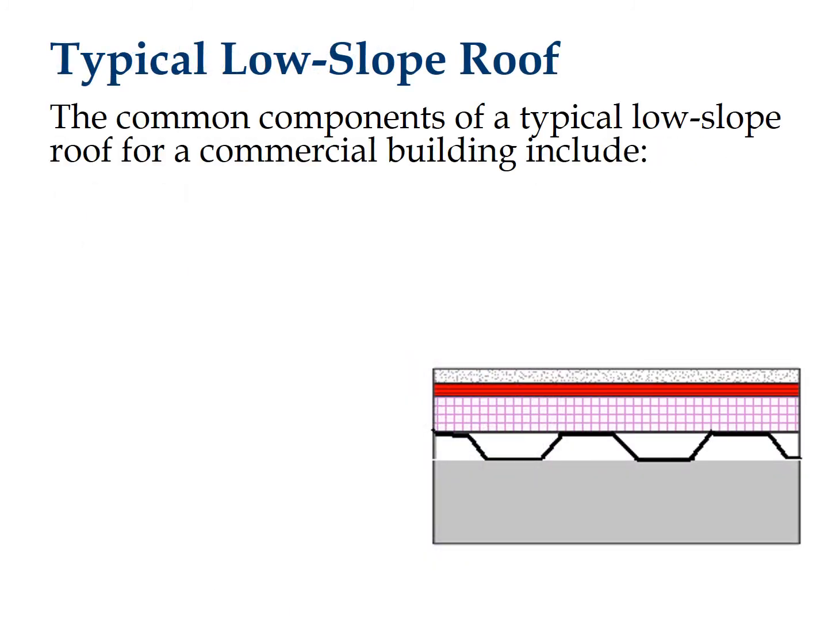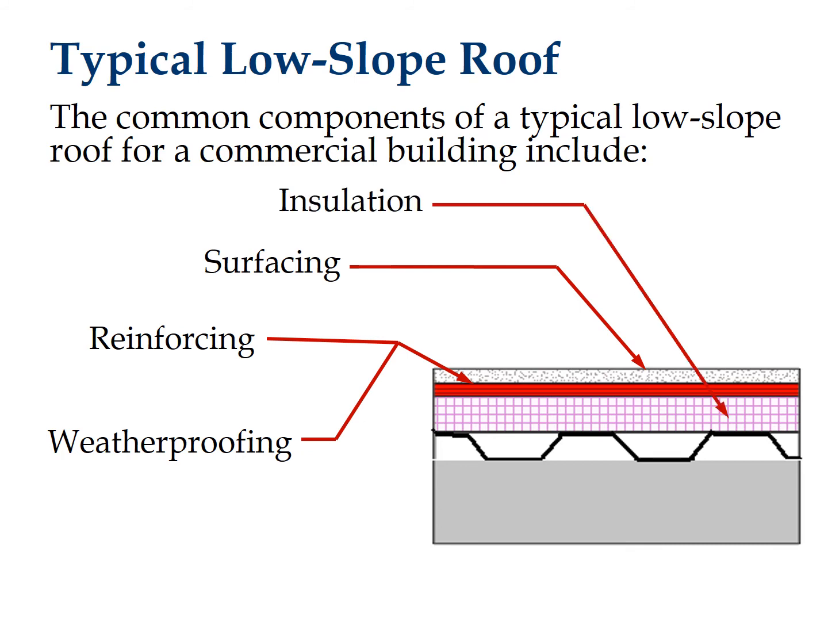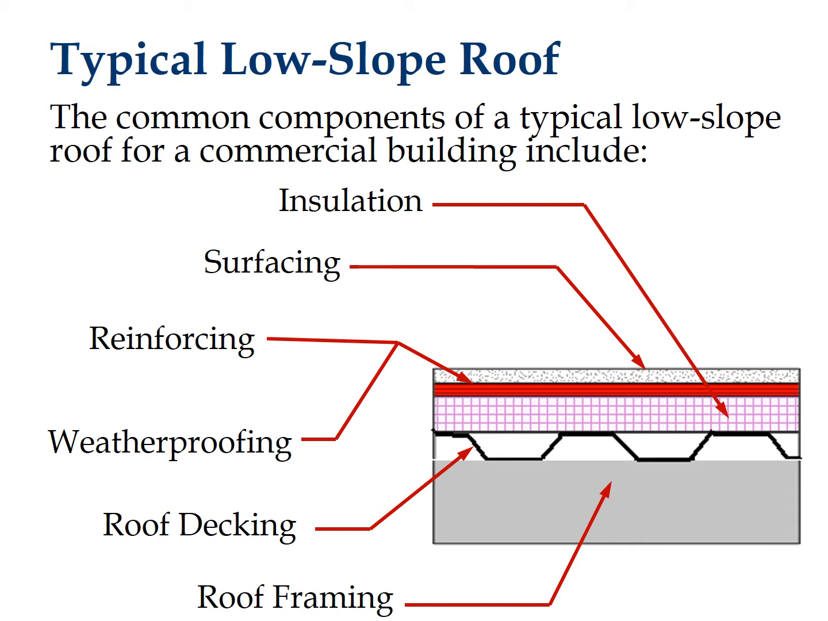The common components of a typical low slope roof for a commercial building include surfacing, which protects the weatherproofing and reinforcement. Reinforcement adds strength, puncture resistance, and dimensional stability to the roofing and is often combined with the weatherproofing layer. Weatherproofing is one or more layers that keeps water from entering the building. Insulation and roof decking, which is a material used to span across beams or joists to create the roof surface. The decking for low slope roofs is often ribbed metal sheets but can be other materials such as plywood.